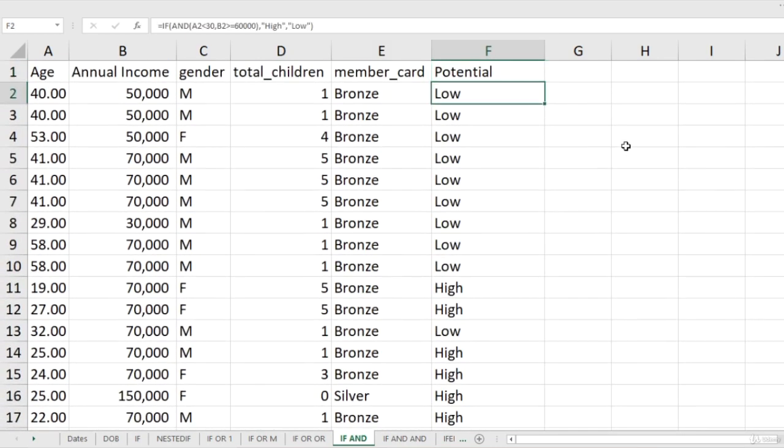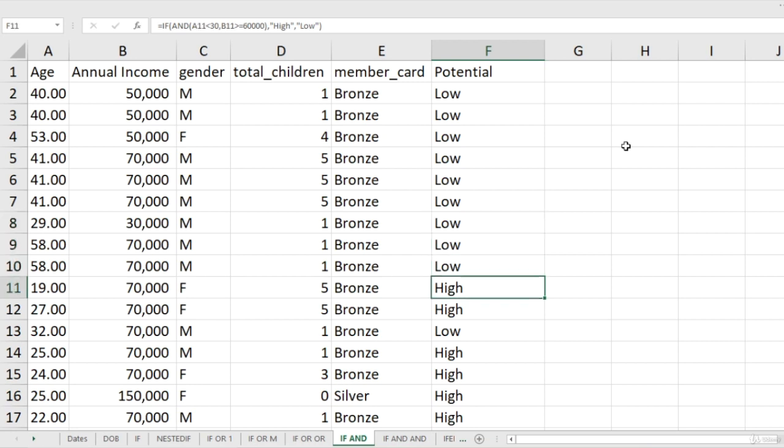And now here we have all the initial customers classified as low. Why? Let's check that. The first one is aged 40 years, so out of the question. The second one 40, 53, 41, 41. So all of these customers are out of the question. If we go to row number 8, our customer is only 29 years old, but his annual income is only $30,000. So again, he will not be classified as a high potential customer as he is only meeting one of the conditions.